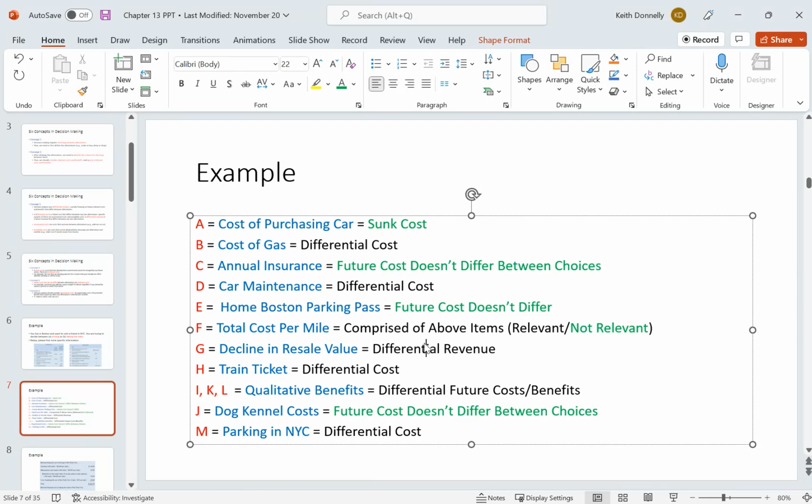And then finally here, parking in NYC, that will be a differential cost. So obviously, if you drive, you're going to have to pay for parking there. If you take the train, you're good. You don't have to pay for parking.